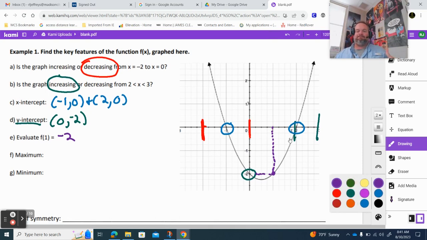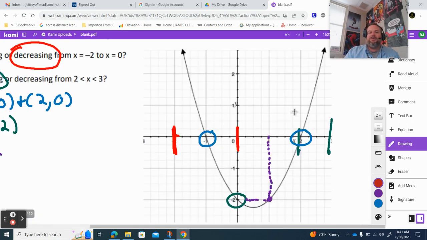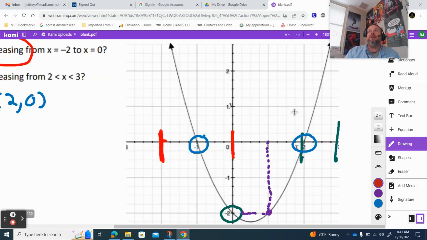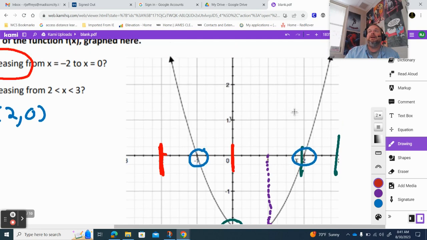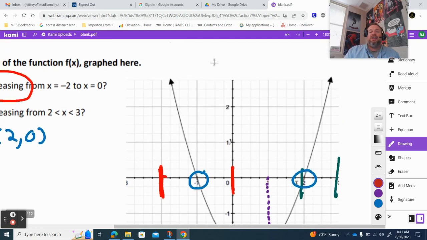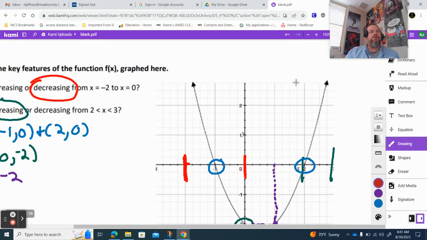Our maximum. What is the highest point of this graph? All right. Some of y'all are going to think this is a trick question, but we got to kind of pay attention to, yeah. What do these arrows mean right here? Who said that? Thank you.